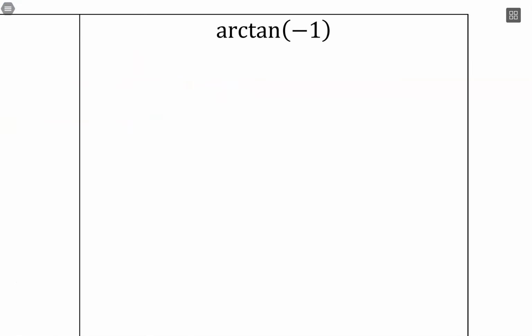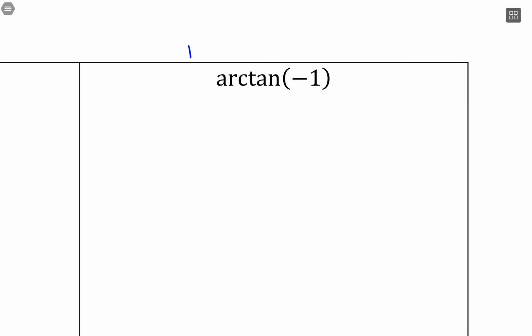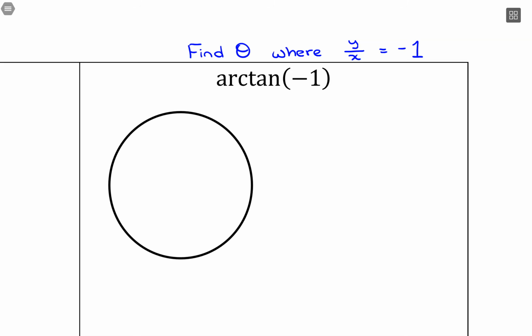And with inverse tangent, so we're looking to find the angle measurement where our ratio y over x is equal to -1. So this tells me that my x and y coordinates are the same, which is happening at that root 2 over 2 coordinates. It's also negative, so that's going to tell me which quadrant I'm working in.